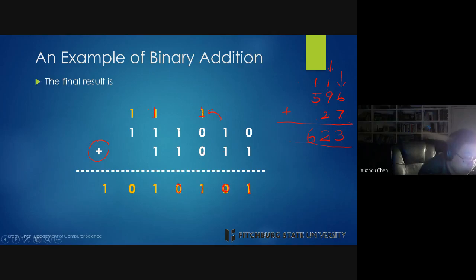Now you have 1 carried over from the previous position, plus the 1 and 1 over here. So 1 plus 1 is 10, plus 1 is 11, so it's 11. Now 1 plus 1, that's 0, carry over to the next position, and that goes here. So this is the final result. If you have any questions on the binary addition, just let me know, because it's very important.